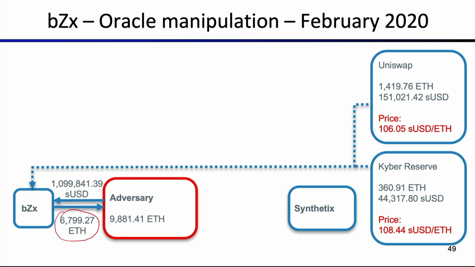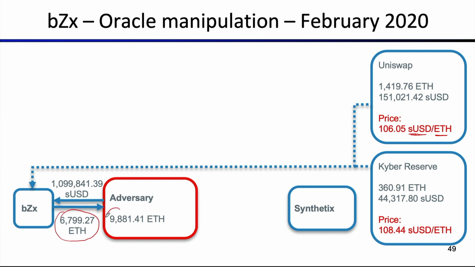The very important insight here is that BZX is using the Uniswap and the Kyber reserve markets as an oracle, right? As a price oracle. Like the BZX on-chain market somehow has to know what is the price of SUSD to ether, right? And because the adversary dumped the price of SUSD to ether on the Uniswap and Kyber reserve pool, which act as an oracle in the BZX platform, right, we naturally get a really good price for an SUSD.